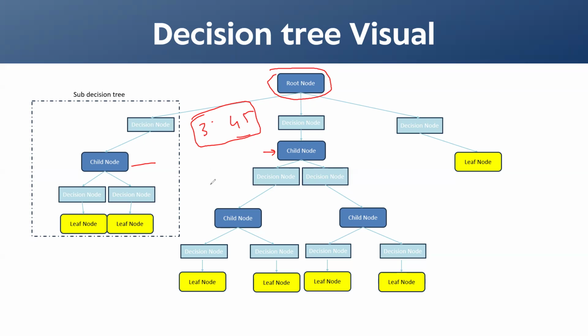Okay. But for now, by using this information gain, it is trying to achieve this conclusion at a faster rate. Just keep that in mind. Okay. This is what the decision tree looks like. Now we'll move further.